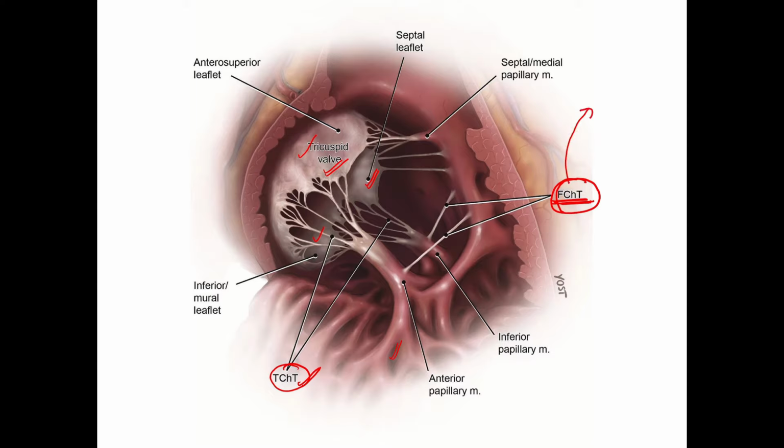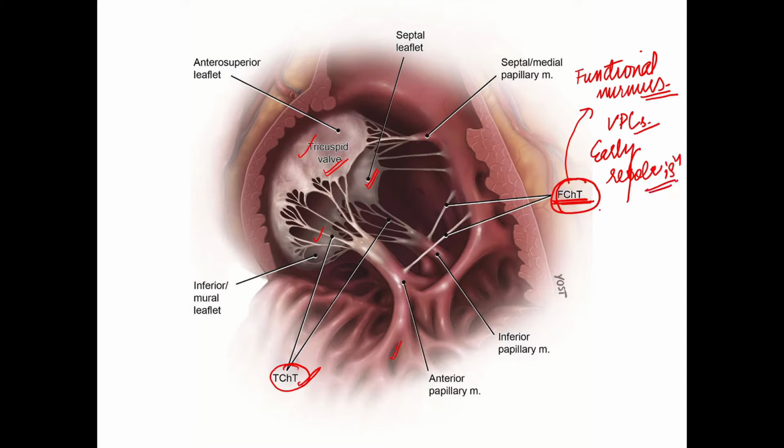They can sometimes be found, obviously they are not universally present, and they can be responsible for functional murmurs. Sometimes they are implicated in VPCs, early repolarizations, and very rarely they can lead to a systolic or diastolic functional impairment. But most of the time, if at all they are present, they are benign in nature.